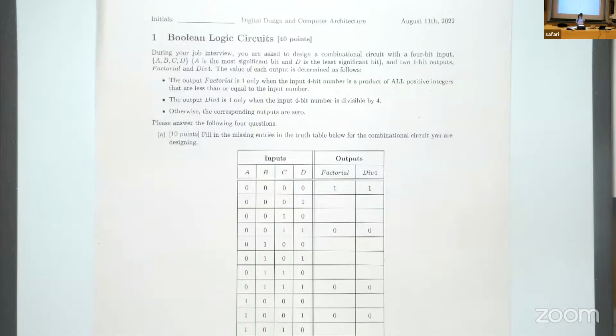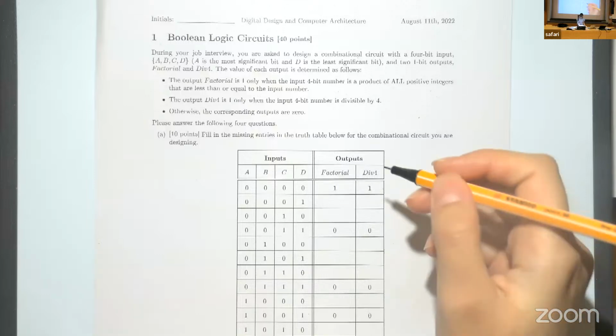The problem explains that you have 4-bit inputs and 2 different outputs. The first output is factorial, which is only 1 when the input number is a product of all positive integers that are less than or equal to the input number. It's a bit of a complex description for 0, but the solution for 0 is given, so we have to go through the next.